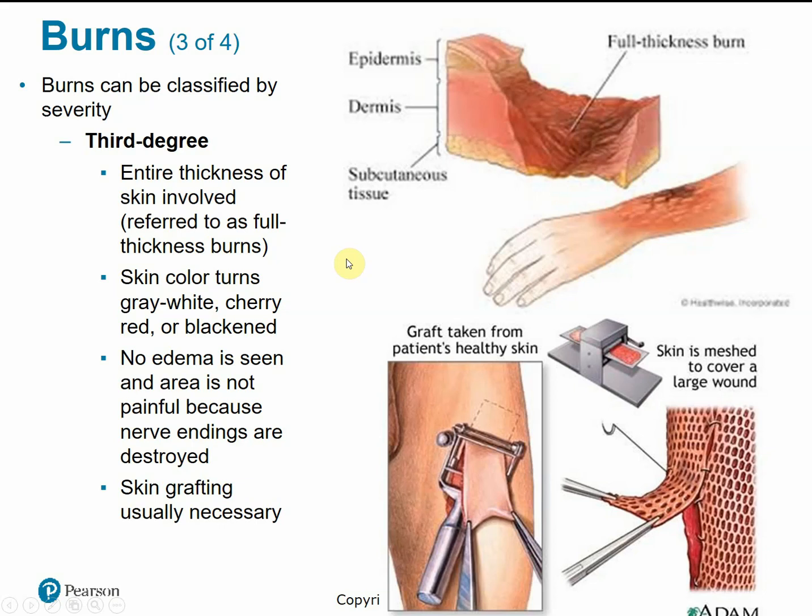So with third degree burns, skin grafting is usually going to be necessary. The way a skin graft works, they take a piece of healthy skin, maybe from somewhere else on the body. They mesh the skin, so they run it through a grater-like device, so we have this mesh structure. If we were to just put the solid piece of skin on the wound, it wouldn't heal as quickly or properly. So we have all of these little holes, so new skin growing will fill in all of these little gaps.